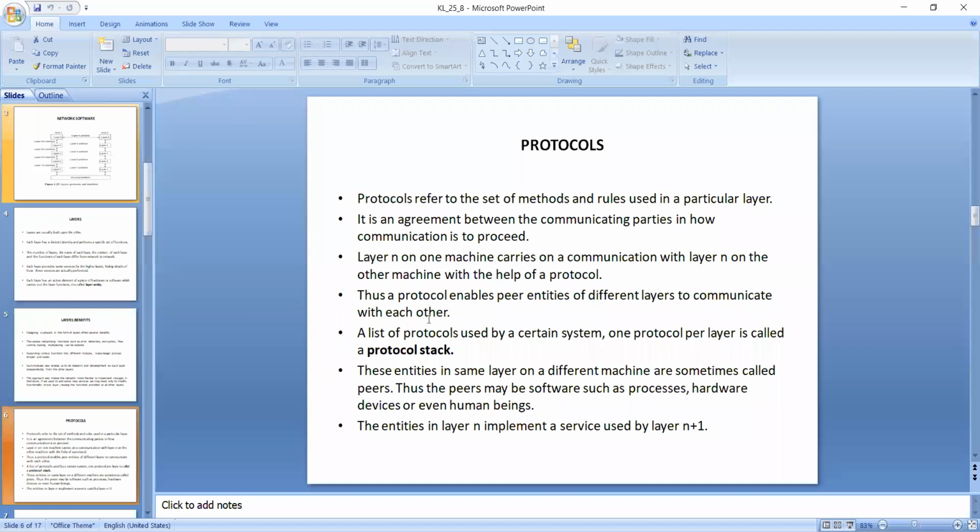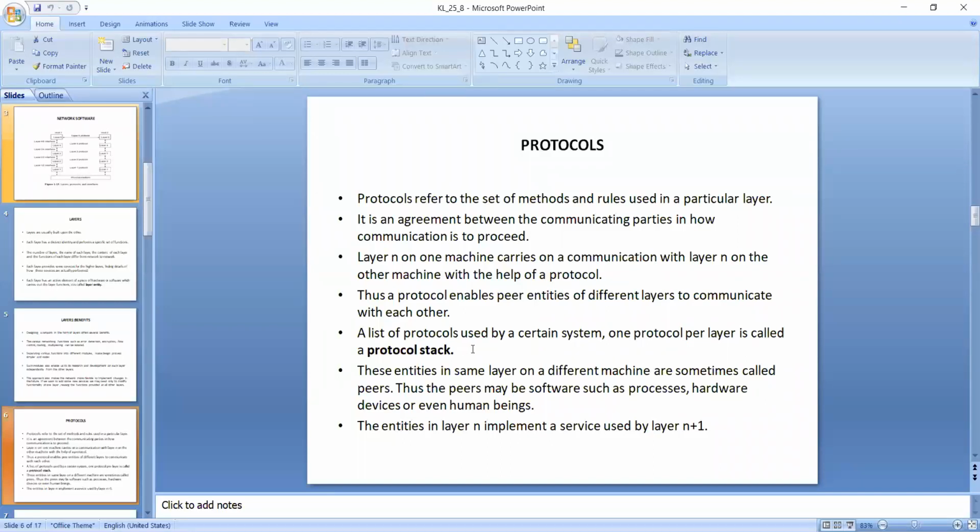Next, a protocol enables peer entities of different machines to communicate with each other. There is host one, which consists of five layers. There is host two, which also consists of five layers. The layer one in one machine wants to communicate with layer one in another machine. That is done by this protocol. So these two layer ones are known as peer entities. Peer entities means same entities, that means layer one, layer one.